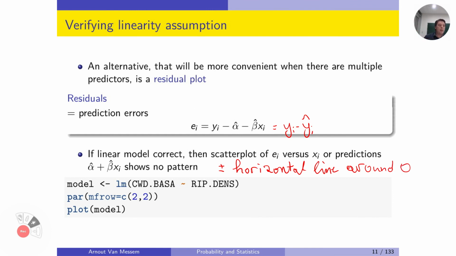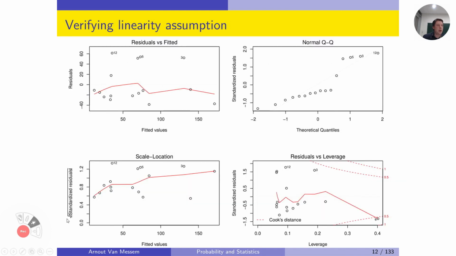How can we verify this? Well, we already made the model. We saved the model in model, and then we can also plot the model. This one, par mfrow, just tells R that we want to make the plots in a 2 by 2 matrix, so 2 rows, 2 columns. If we then plot the model, we get the following.